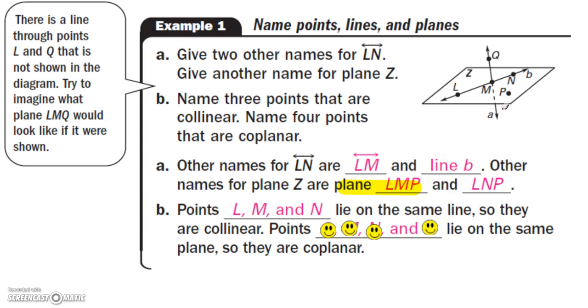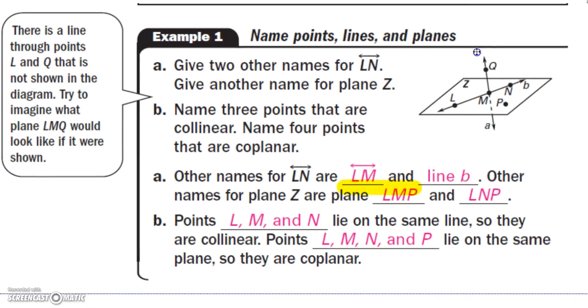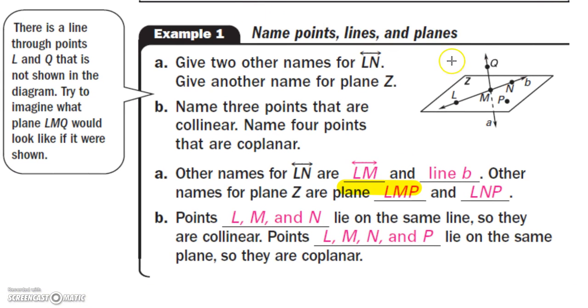Is that it? Are there any other points that are coplanar? No, there are not. Okay, Q is a distractor. Q is not in the same plane as plane Z here. Notice this line here, this line A, is intersecting this plane, so it is not in the plane. Okay, it's in some other plane. Q is in some other plane. So it is not coplanar with L, M, and N.